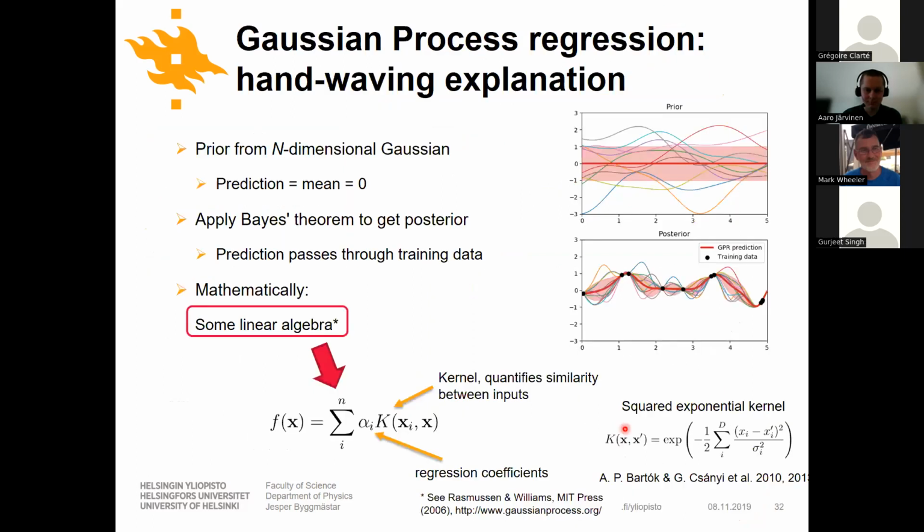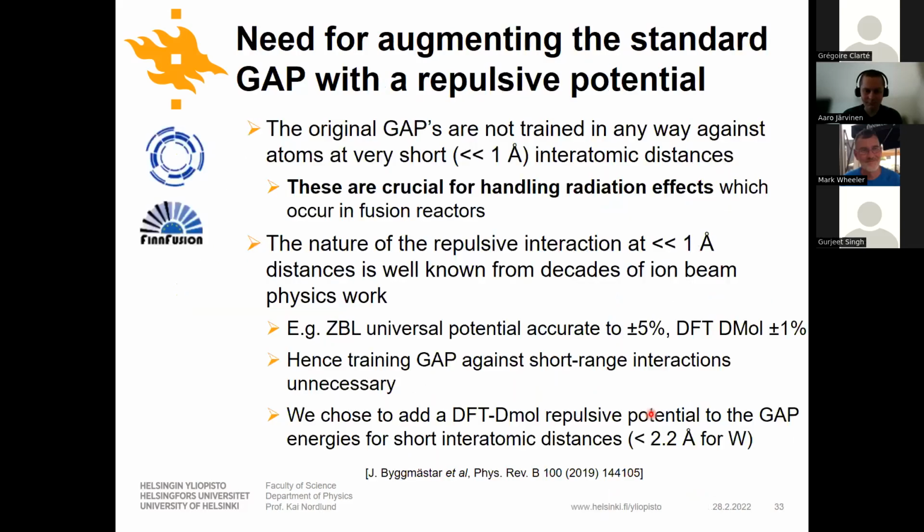And then after this, you do a Gaussian process regression, where you have an exponential Gaussian kernel, then sum this up with the regression coefficients. So this is essentially the machine learning part after you have formed these smooth overlap positions. But the GAPs existed, and for some materials like silicon and tungsten they were already pretty good.